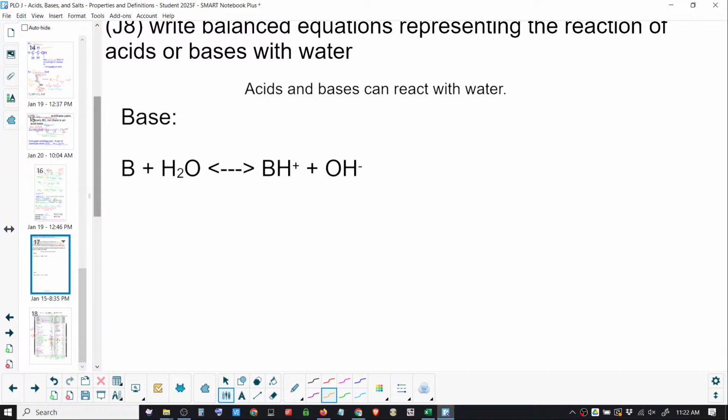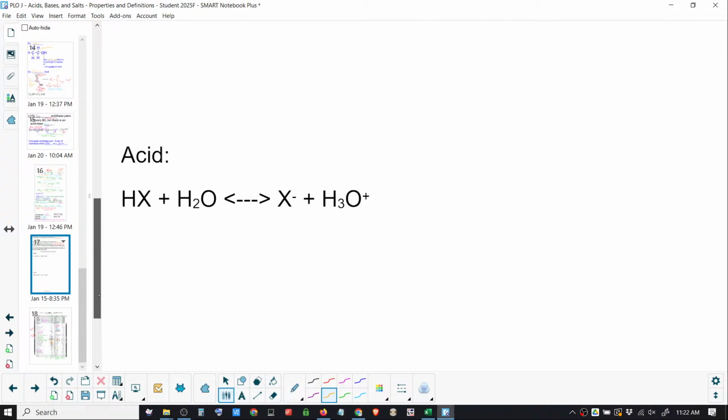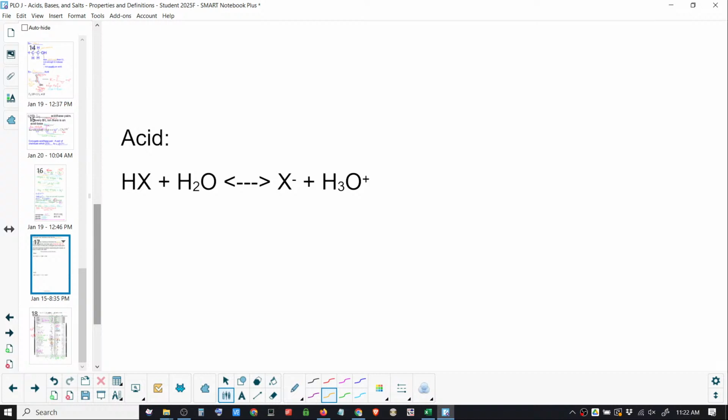We've been writing these equations already. So if you're a base, you have this as a standard format. The base plus water will give the base plus the extra positive charge because it accepted it, so you just change the charge as necessary, plus hydroxide. The acid will be some sort of HX. It may also have a charge, but whatever it is, that charge will go down by 1 because it's given up H plus, and the water has become an H3O plus.